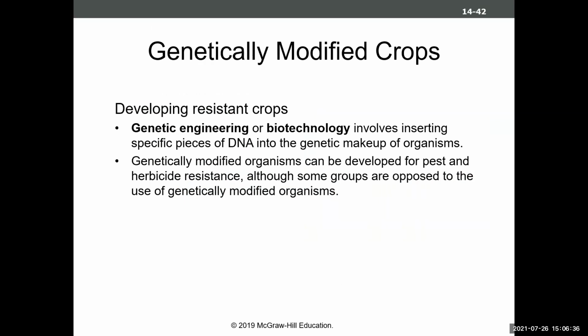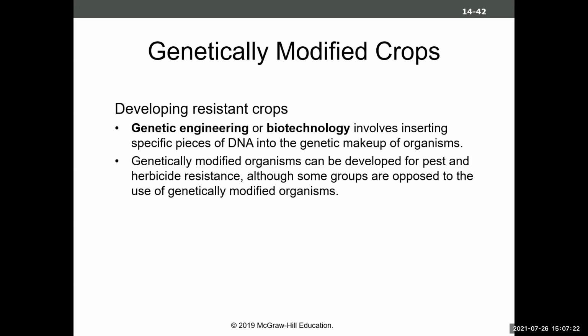Just to mention genetically modified crops. So these are resistant crops that are developed through genetic engineering or different methods of biotechnology, where you take specific pieces of DNA from other crops. So let's say you have a species of corn that is very drought resistant, and you take the gene that is drought resistant and you insert it into a related corn species that is not drought resistant. So now all of a sudden you've genetically modified an organism to be more drought resistant, so you can plant it in an area where it wouldn't have been able to be planted before.